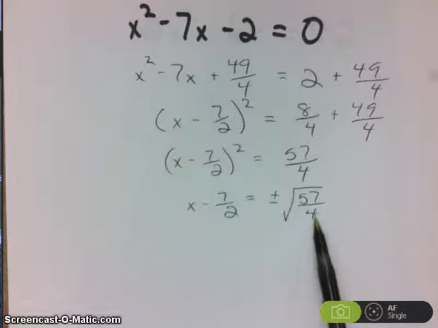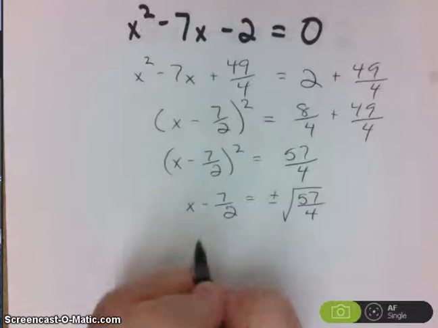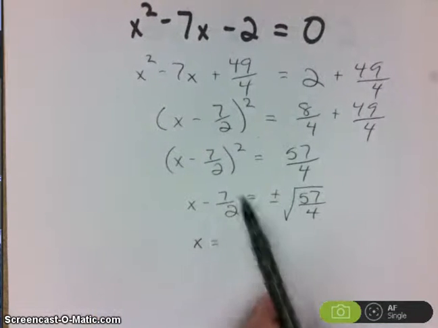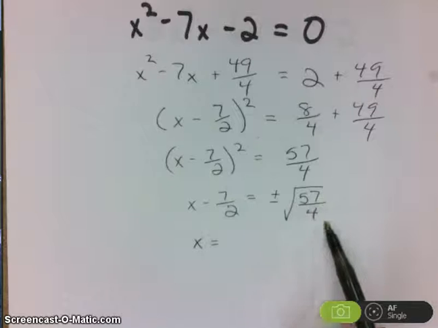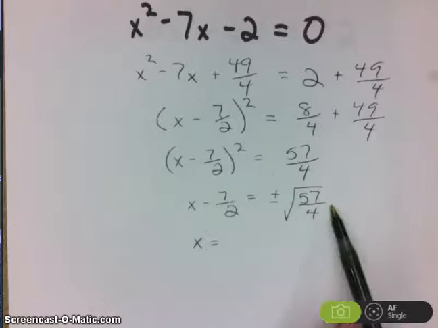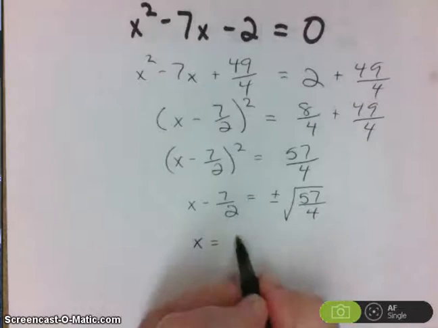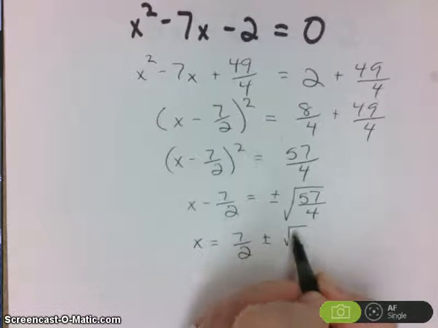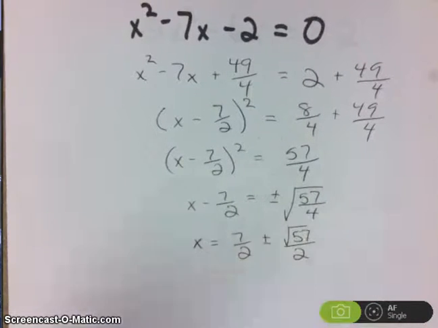Okay, here's the thing though. I hope that you're seeing that we could take the square root of 4, right? So when we move this over, I'm going to do two things. I'm going to isolate x, but I'm also going to separate this radical. So we could look at this as the square root of 57 over the square root of 4. And so we get positive 7 halves plus or minus the square root of 57 over 2, right? Square root of 4 is 2.